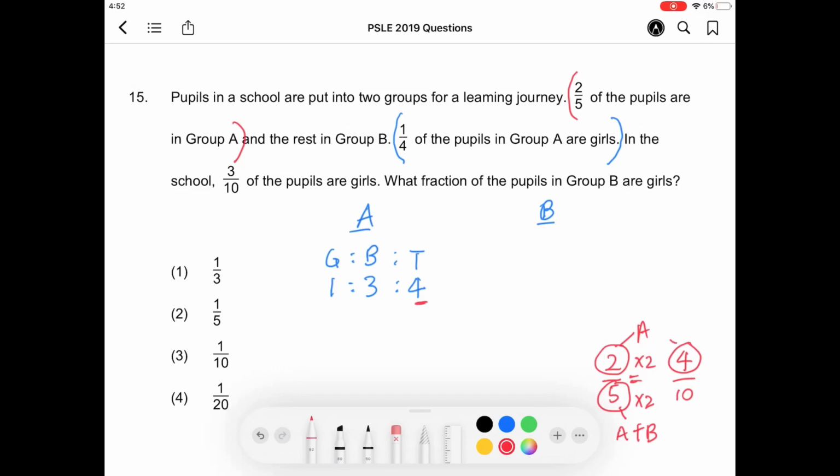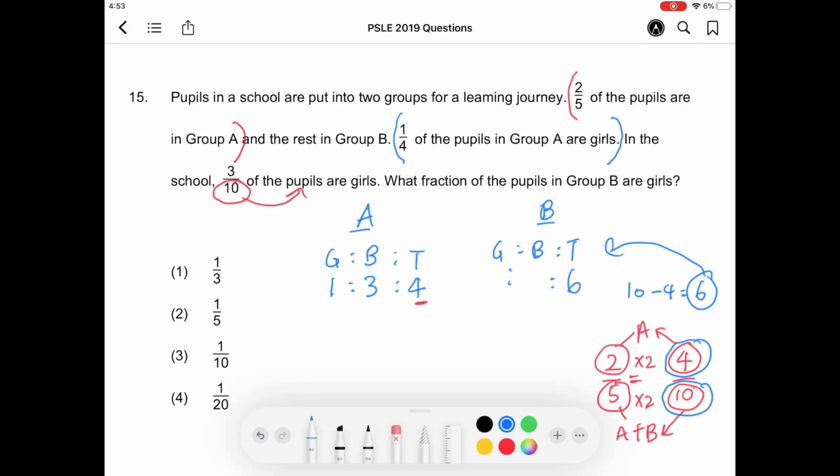So this represents the total number of pupils in group A, and the 10 units now represent the total number of pupils in group A and B, which coincide with the 10 units here, because this 10 also represents the total number of pupils in both group A and group B. At the same time, knowing that A and B has a total number of 10 units of pupils, and group A only has 4 units, we know that group B has a total of 10 minus 4, 6 units of pupils. So if I were to have a ratio for group B, girls to boys to total, the total should be the 6 units.